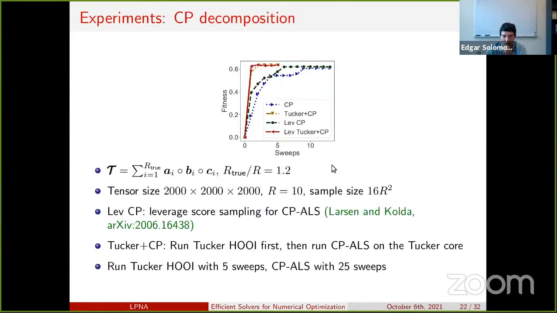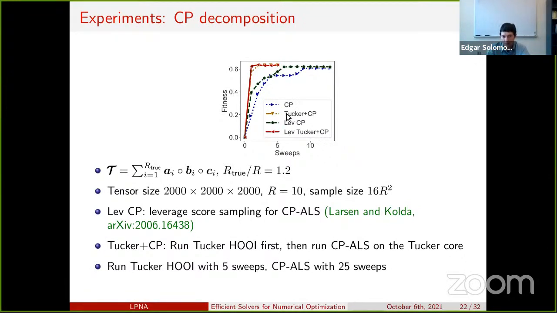Okay. And we can also leverage this, as I mentioned, to do CP decomposition. And here, if we just look at the number of sweeps and what that does to the CPD fitness, where in a sweep of this Tucker plus CP method, we're computing a Tucker decomposition, which is HOI, and then performing a CP decomposition of the core tensor.